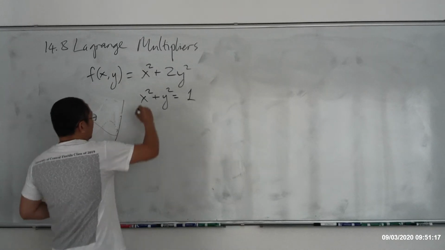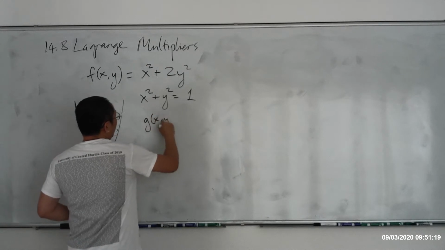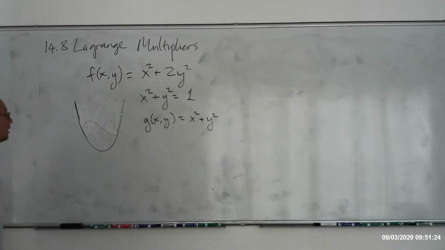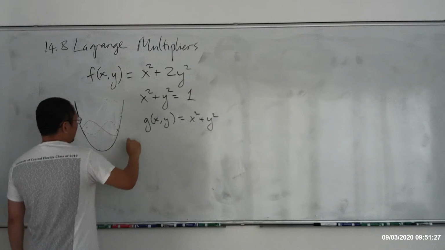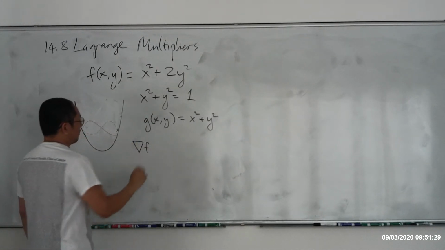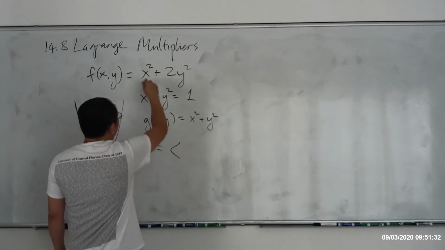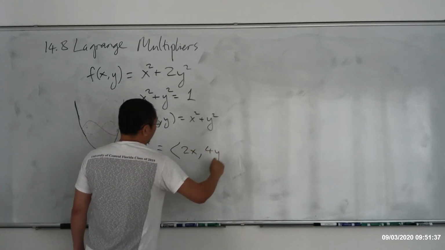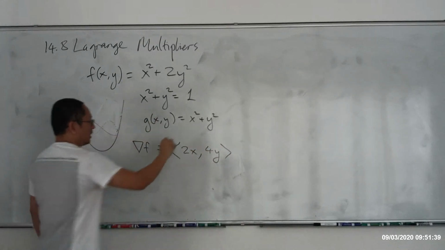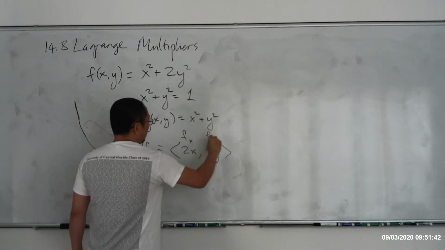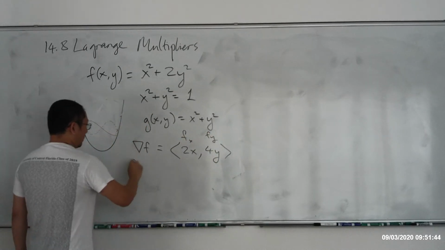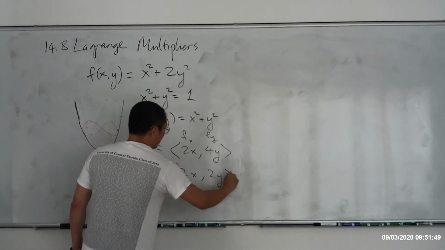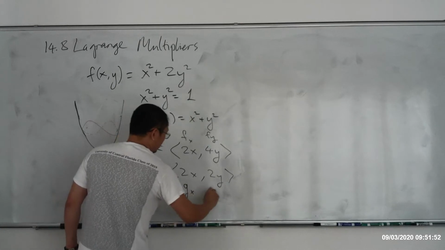So think of this one right here as g. g(x, y) equal to x squared plus y squared, right? And k is 1, constant already. So you're going to calculate gradient f. Gradient f is what? Fx, Fy, right? So 2x and then 4y. This is Fx, this is Fy. And then gradient g is 2x, 2y. This is gx, and this is gy.